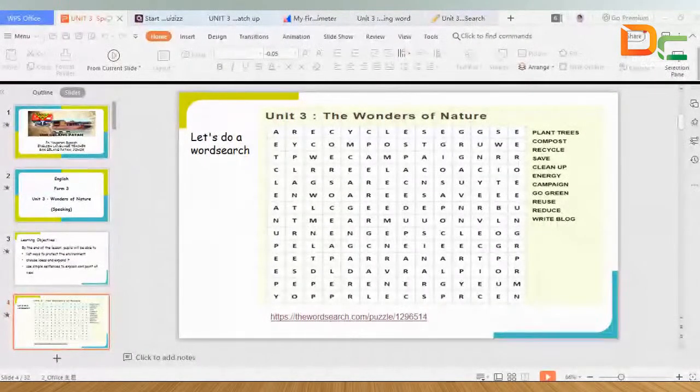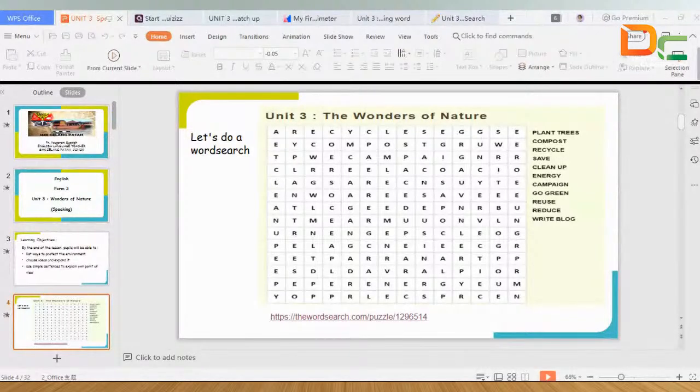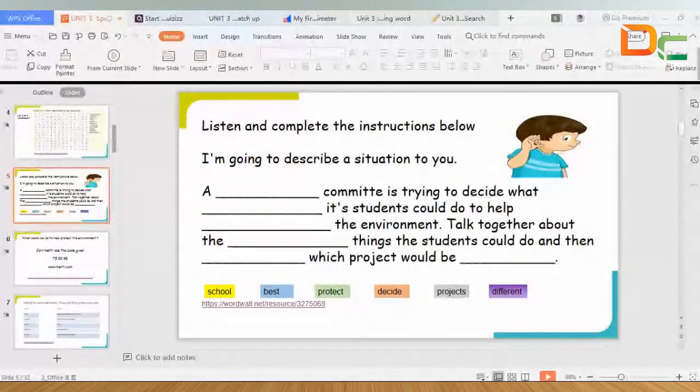Okay, listen and complete the instructions below. Speaking, Unit 3, page 37, B. I'm going to describe the situation to you. The school committee is trying to decide what projects the students should do to help protect the environment. Talk together about the different things the students could do, and then decide which project would be best.